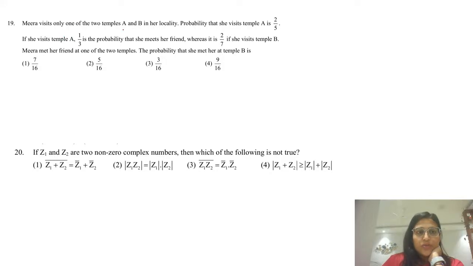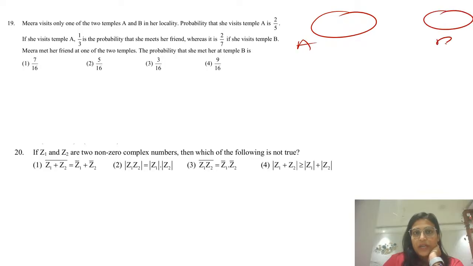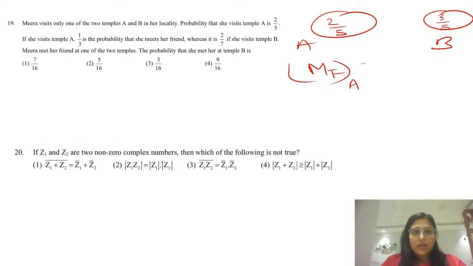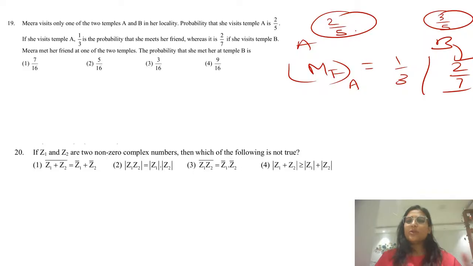Mira visits only one of the two temples A and B in her locality. Two temples are there. One temple is here, one temple is here. A and B are the two temples. Mira visited any of the temples. Probability that she visited the temple A is 2 by 5. So probability of visiting the temple B will be 1 minus 2 by 5, that is 3 by 5. Now, 1 by 3 is the probability that she meets her friend. Like Mira is meeting her friend through A, 1 by 3, and she meets her friend through B is 2 by 7. It means that she is just visiting the temple randomly, with the probability of 2 by 5 and 3 by 5.